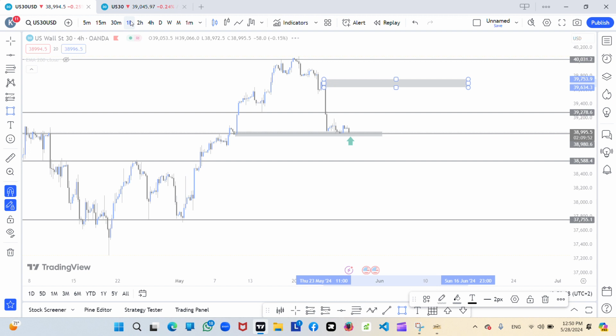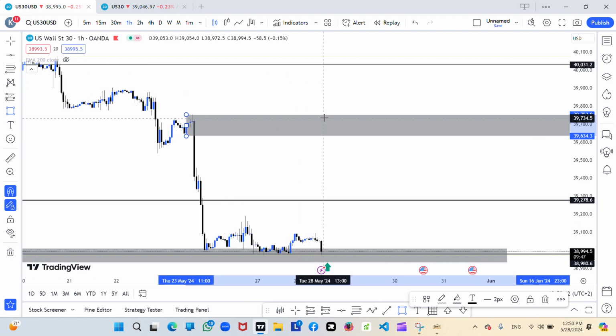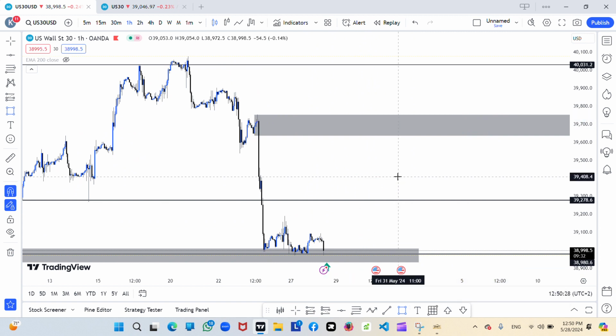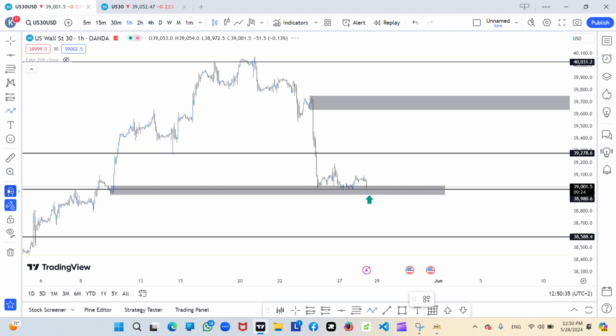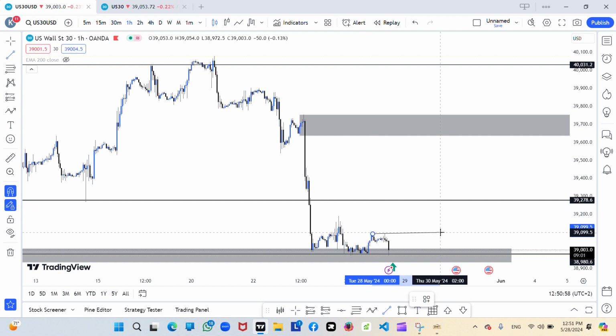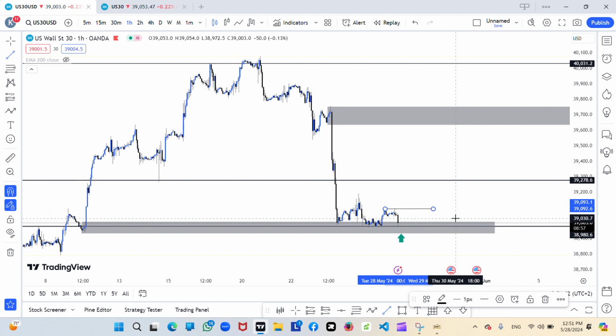Let's go to the 1 hour time frame to look for entries. So here we are on the 1 hour time frame. Let's check the market structure. You see this is a lower low, and then a lower high, a lower low, a lower high. So right now this is our most recent lower high.